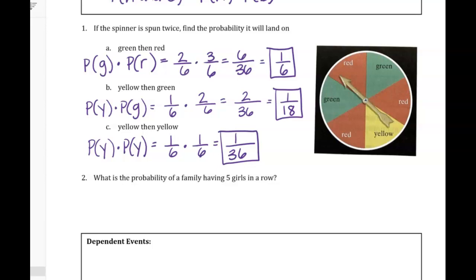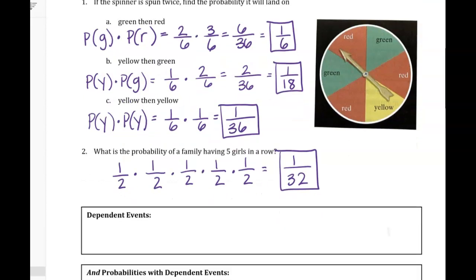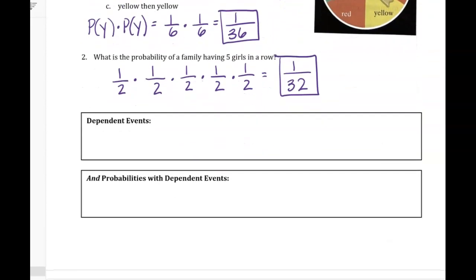So the first time, probability of girl, 1 out of 2. And we're talking about gender identity or gender at birth, right? So there's girls versus boys in terms of at birth. So 1/2, and then second girl will be 1/2. Third girl is 1/2. Fourth girl is 1/2. Fifth girl is 1/2. So we get 1 out of 32. So those are independent events where they're unaffected by the events that occur before or after them.